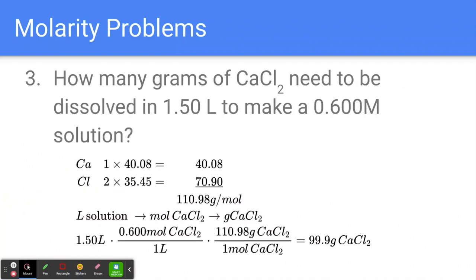And the last one, how many grams of calcium chloride need to be dissolved in 1.5 liters to make 0.600 molar? So in this one, again, do not start with your molarity. We're going to start with liters. We're going to get out of liters into moles using the molarity itself, remembering that 0.600 goes with moles and liter gets a 1 by it. And then we're going to get out of moles and into grams using the molar mass. So finding the molar mass there, if we take a look at our units, our liters cancel, our moles cancel, and we're left with grams. This is our molarity conversion there. When it says 0.600 big M, remember that 0.600 goes with moles and 1 goes with liters.